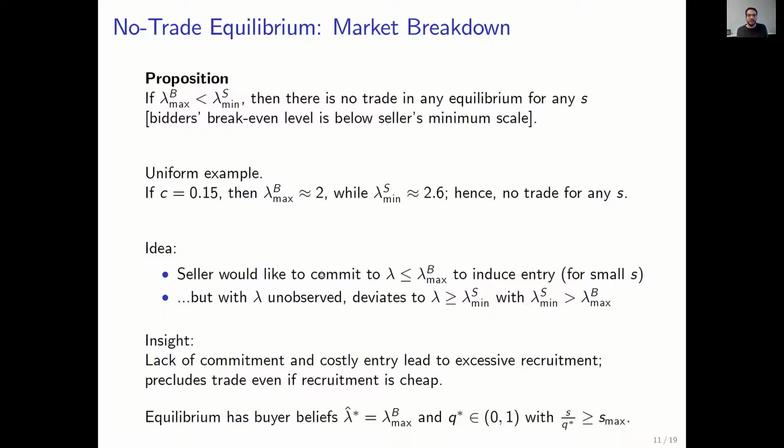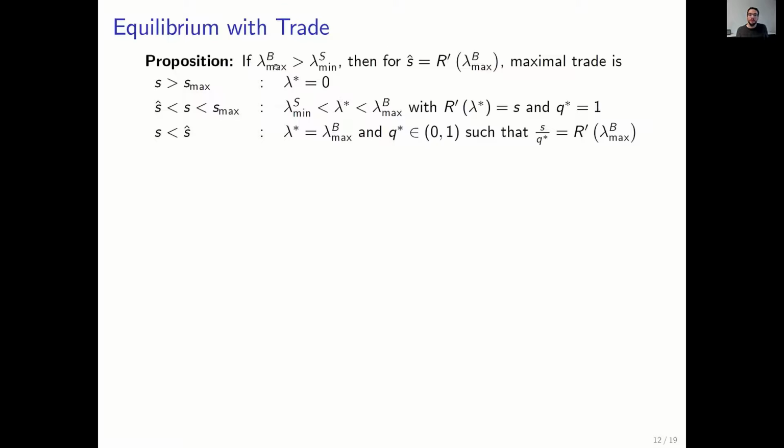Maybe to give you a little bit of an idea of how things work here. This is the case in which lambda B max is smaller than lambda S min. This happens if the entry costs C are too large. Now if you make entry cost C smaller, lambda B max will be above lambda S min, so we can have trade. So let's look at how this equilibrium looks. Again, it's going to be intuitive. Let me show you. If lambda B max is larger than lambda S min, then there's going to be a cutoff such that the equilibrium with maximal trade looks as follows. If S is above S max, so if the sampling costs are too large, the seller will optimally choose to recruit no one.